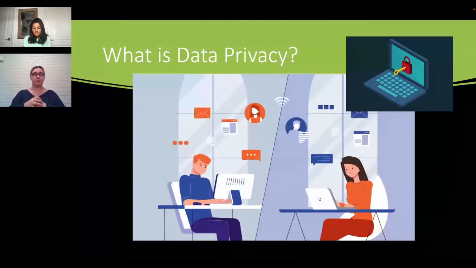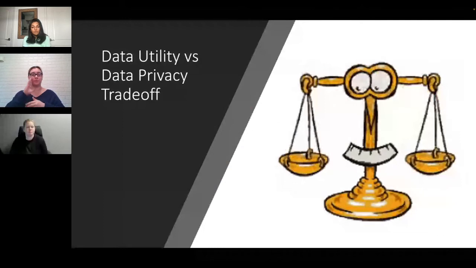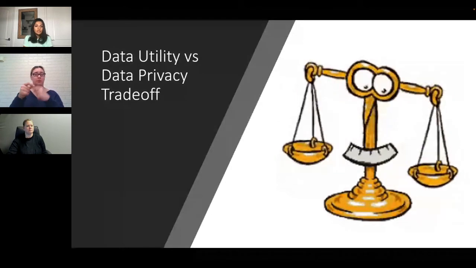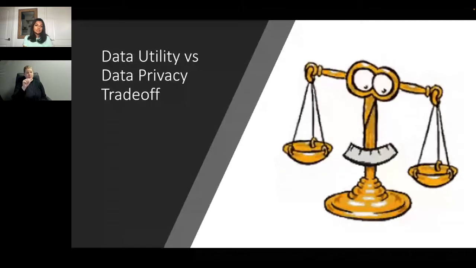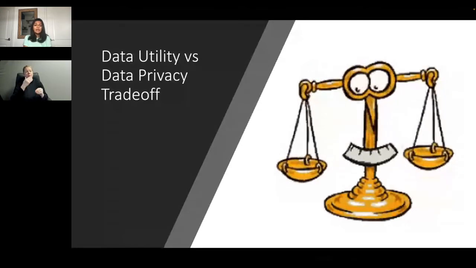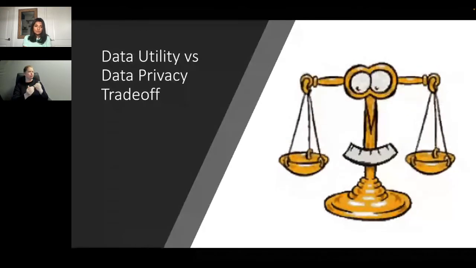So let's go to the next point, where I talk about data utility versus data privacy, right? Data utility is a very simple concept: garbage in, garbage out. The better data you have, the more data you have, the more chances there are that you are able to predict something or recommend something to a user.